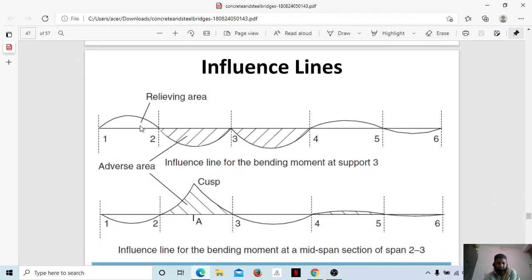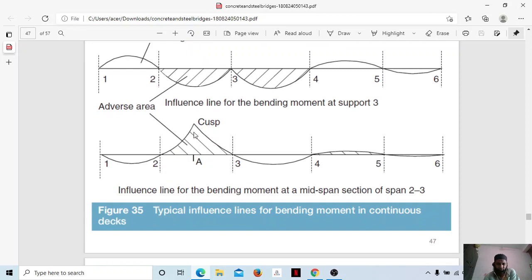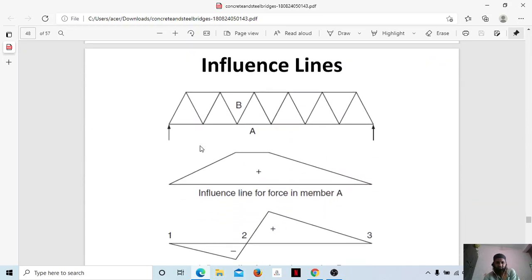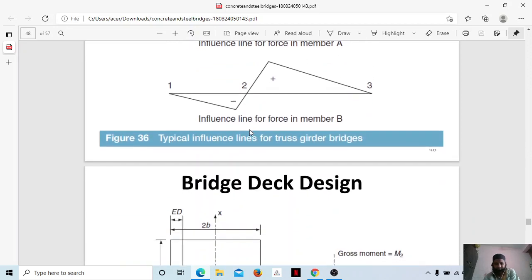Influence line diagram, you must have seen here influence line diagrams, how you can see influence line for bending moment at support 3, at support 2. You can see this bending moment influence line diagram. You can see here for the mid span also, the influence line for the bending moment at mid span of section 2, 3. Typical influence lines for bending on continuous decks. In continuous deck, you have this influence. Where is the highest intensity coming? There you can calculate. Influence lines you can see here for a force in member A. In member A, what is the force here? Here also it can be calculated.